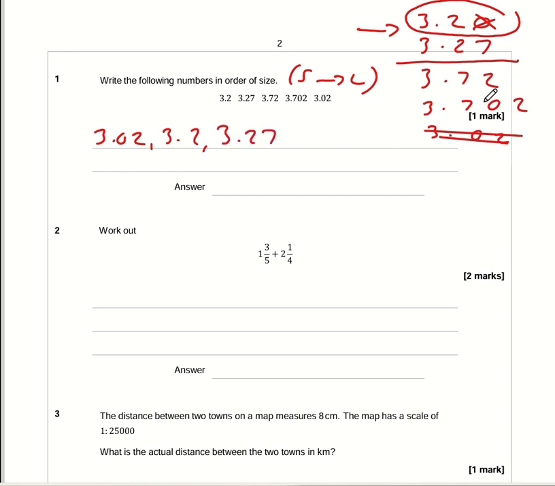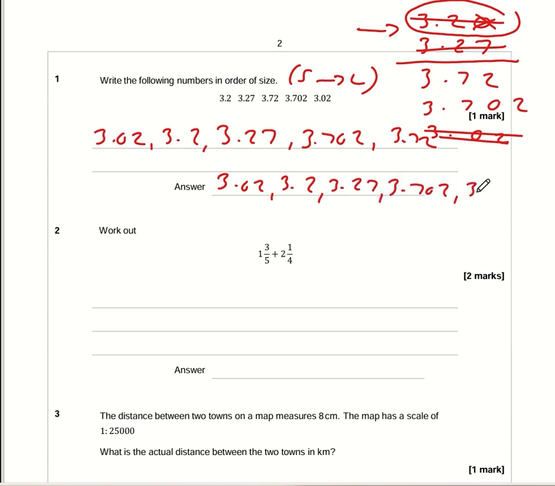And now we're just comparing these two numbers here. 3, 3, same. 7, 7, same. But next column, we've got a 2 versus a 0. 0 is less than a 2. So it's going to be 3.702 and then 3.72. So I should probably write that in the answer box here. 3.02, 3.2, 3.27, 3.702 and 3.72. Done.